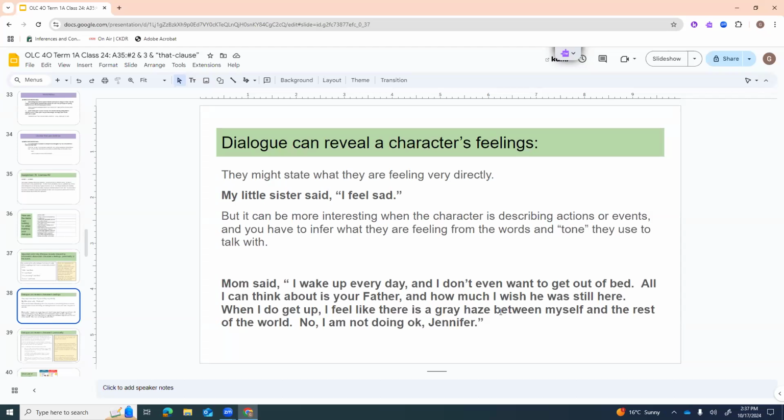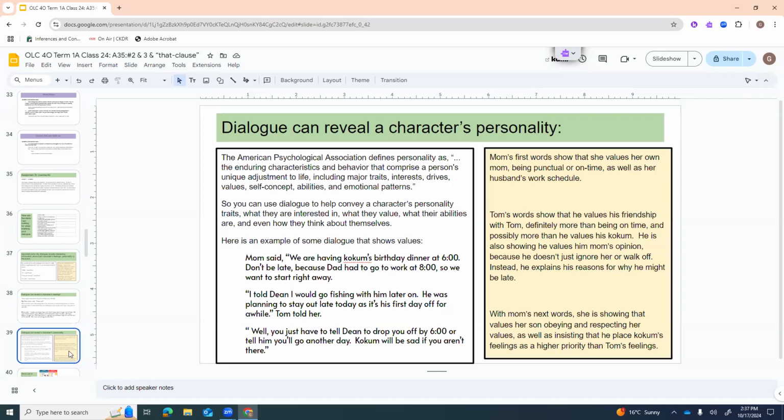So mom is describing something that sounds something between sadness and depression, but she never said, "I feel sad." She did describe what's going on in her mind and her actions. And when you look at that, if you understand and have felt those things before, you can go, "Oh, mom's feeling sad." That's kind of a more interesting way to reveal your character's feelings.